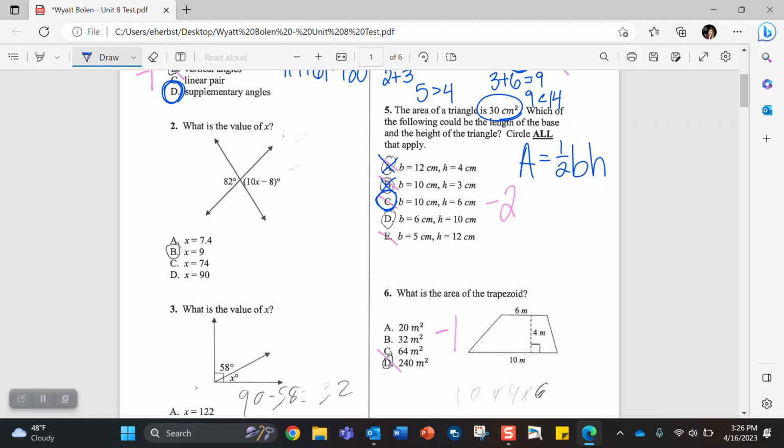Letter D, he did have correct. Again, 10 times 6 is 60. Half of 60 is 30. And then in letter E, 5 times 12 is 60, and half of 60 is 30. So you should have circled C, D, and E.